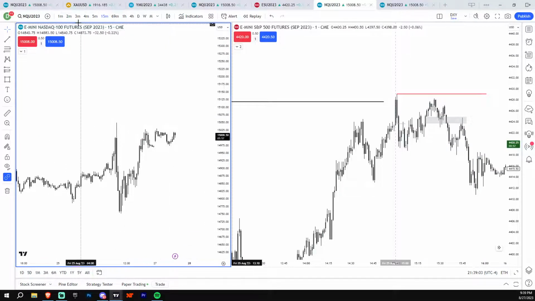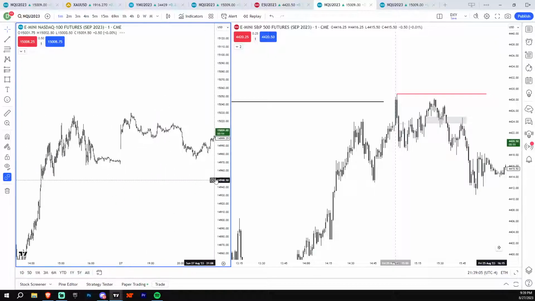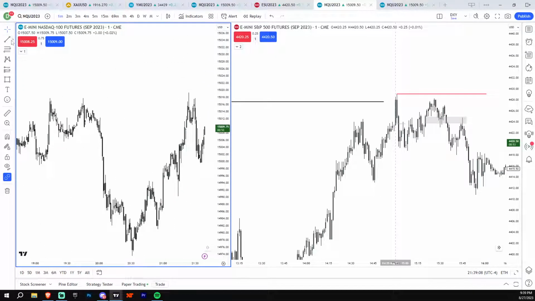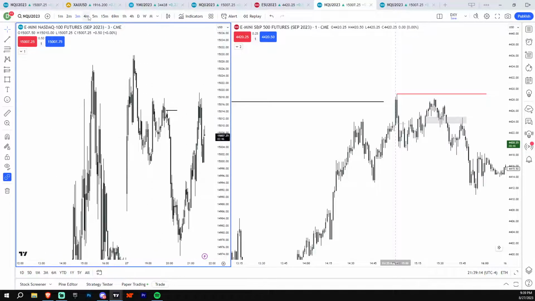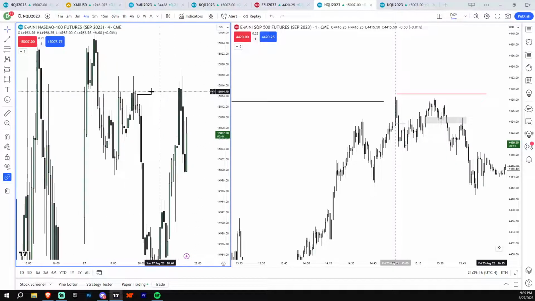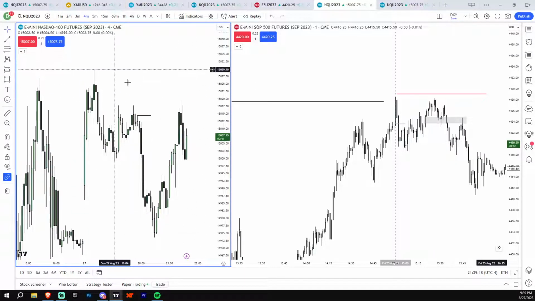You just have to understand, if I draw a 1 minute high like this, are you going to be able to see it on the 2 minute? Yes, you can. Are you going to be able to see it on the 3 minute? Yes, you can. Are you going to be able to see it on the 4 minute? Nope, it's not a swing high in the 4 minute. So that swing high only applies to 3 different time frames.